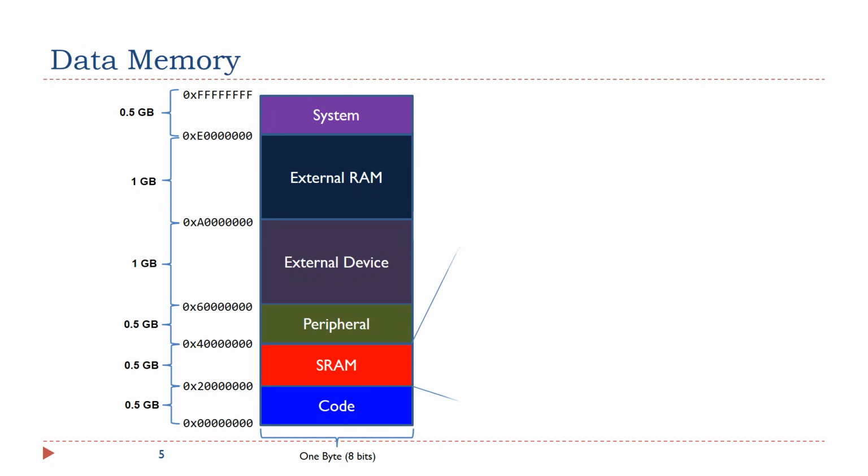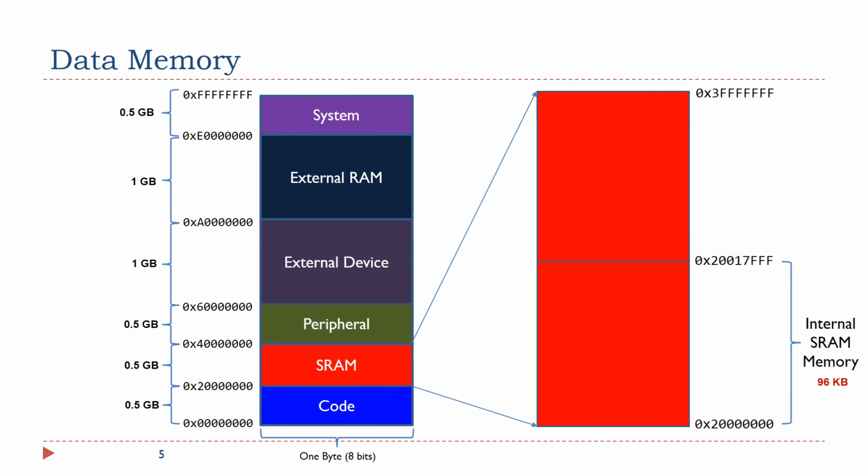The internal SRAM region is assigned a space of half a gigabyte. However, the capacity of on-chip SRAM is often very small. For example, on-chip SRAM on STM32L4 has only 96 kilobytes. The SRAM is divided into several segments.